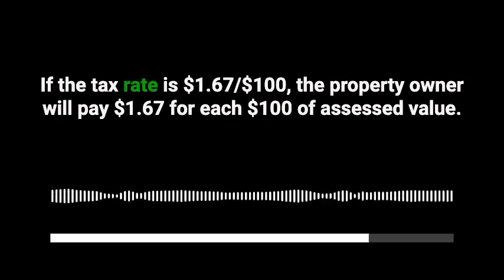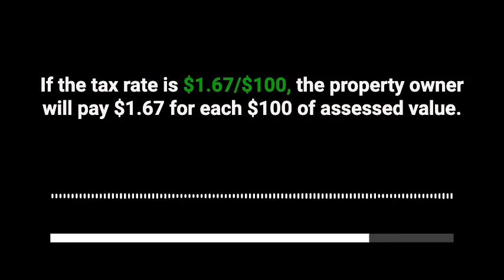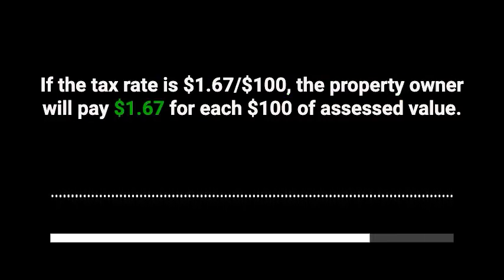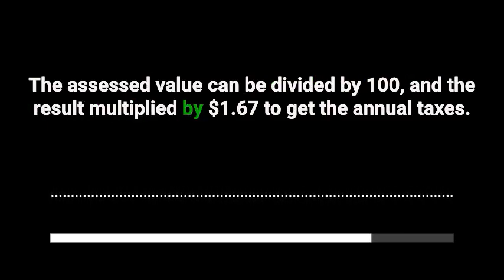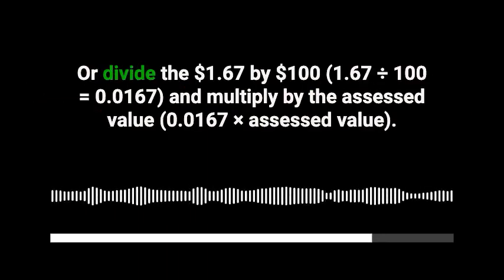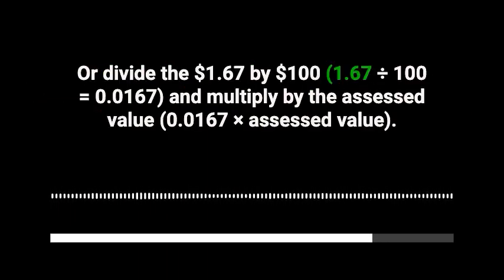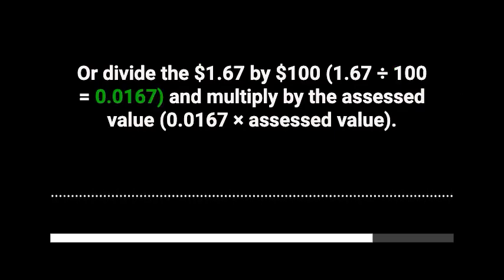If the tax rate is $1.67 divided by $100, the property owner will pay $1.67 for each $100 of assessed value. The assessed value can be divided by 100 and the result multiplied by $1.67 to get the annual taxes, or divide the $1.67 by $100 and multiply by the assessed value.